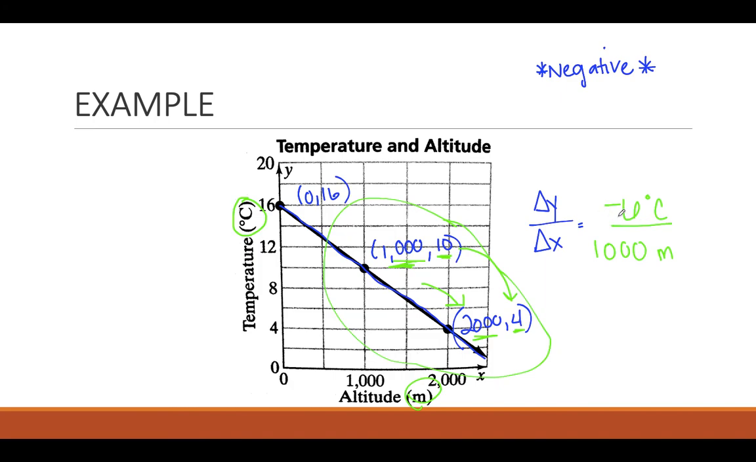So this says that the temperature drops 6 degrees Celsius for every 1,000 meters that you climb. Again, you can simplify this by dividing negative 6 divided by 1,000. That will give you a change of negative 0.06 degrees Celsius per meter. And that is your rate of change or slope.